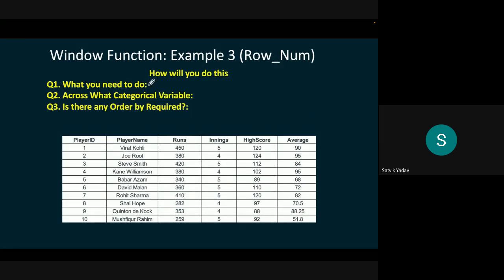So what you need to do? Row number, which we discussed. What categorical variable? None. Partition is not there. Tell me, can we write across player ID? No. Whenever it's across the whole data, then nothing. Order by required? Yes.